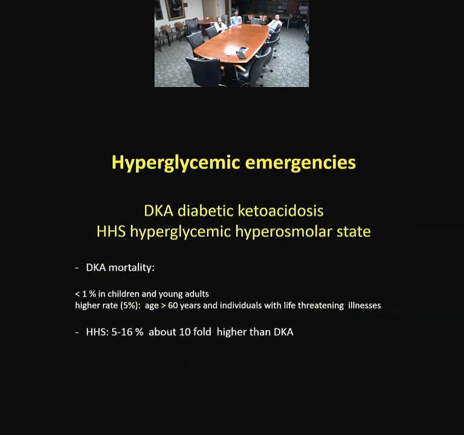So, as you know, there are two hyperglycemic emergencies: DKA, diabetic ketoacidosis, and HHS, hyperglycemic hyperosmolar state. It's important to recognize and treat them because they can cause a lot of complications and a great deal of mortality. DKA causes mortality of about 5%, mainly in elderly individuals or individuals with other life-threatening illnesses.